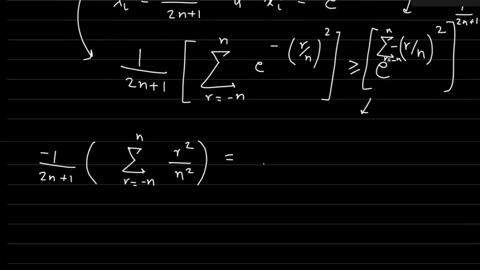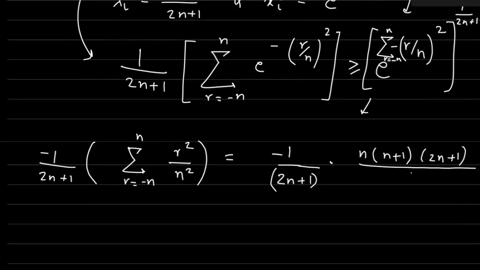Now I leave this to you to evaluate this sum, and I hope it will come out to be n into n plus 1 into 2n plus 1 by 6. I hope you remember this, but with a certain modification, it will be minus 1. Okay.